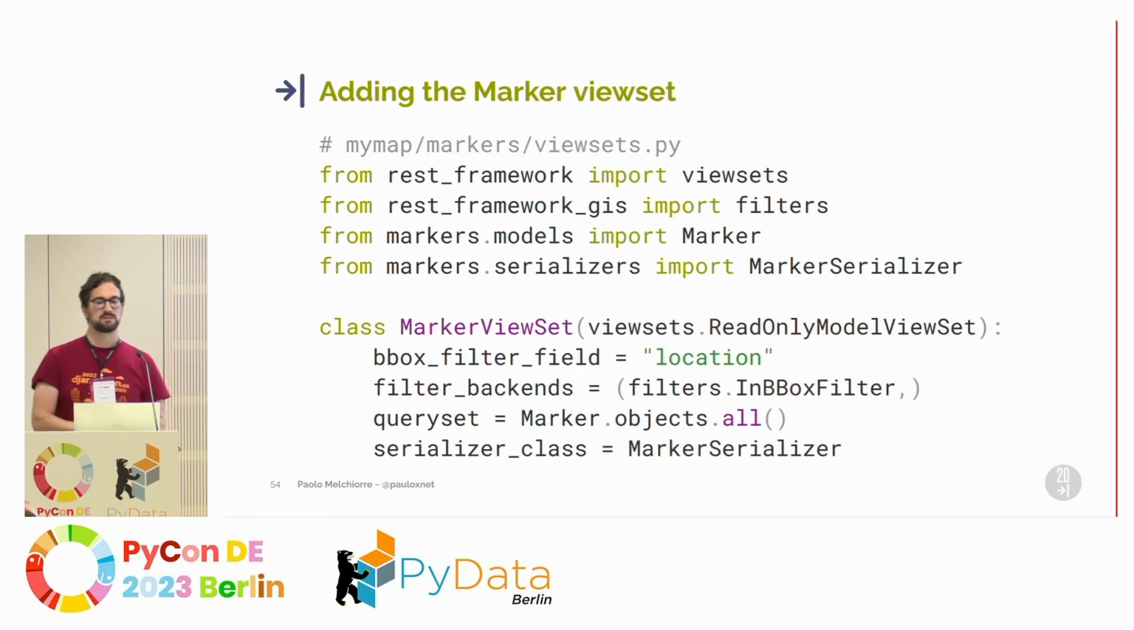Our intention is to expose our markers via a RESTful API, and to do so we define a read-only viewset. We set the location as a field to filter our markers, and then a filter based on a bounding box. We also return all marker instances without any other filter.